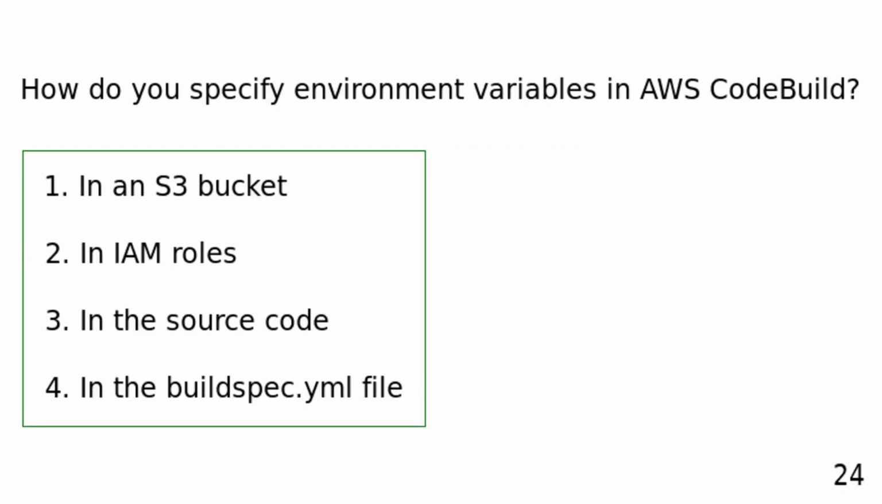How do you specify environment variables in AWS CodeBuild? In an S3 bucket. In IAM roles. In the source code. In the buildspec.yml file.